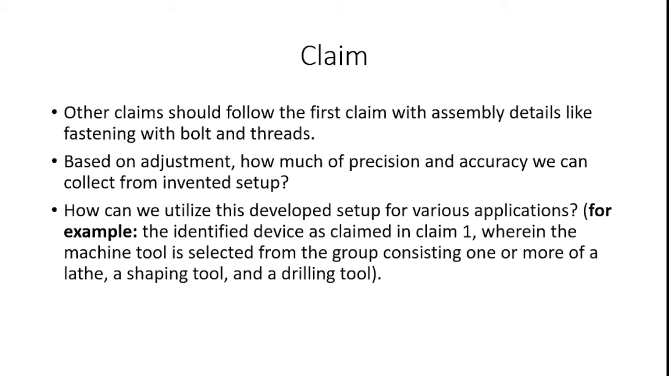So, claim 1, wherein the machine tool is selected from the group consisting of one or more of a lathe, a shaping tool and a drilling tool, so that this tool can be used in a lathe, and it can be used in other machines also, like a shaping machine and a drilling machine. Likewise, we can write the claims. After completing the claim writing, we can move to form submission.